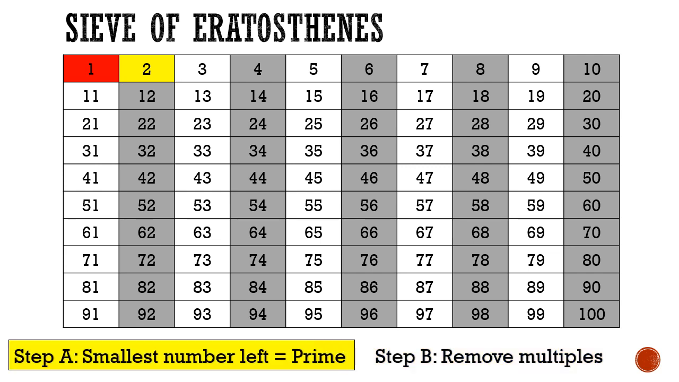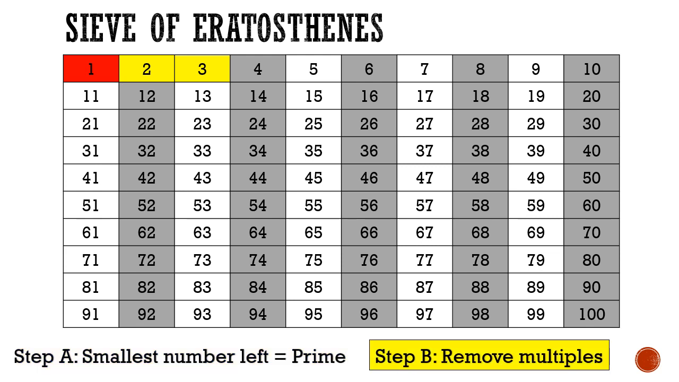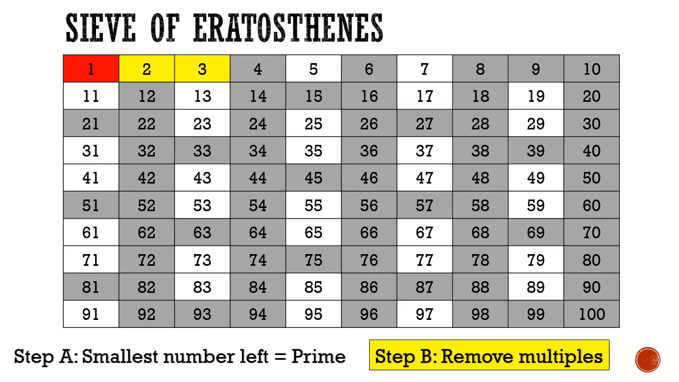With step B completed, we go back to step A. I color in yellow the smallest number that is left, and that is the number 3. So 3 is a prime number. Then we swing to step B. We're going to remove all the multiples of 3 and gray them out. There we go. All the multiples of 3 have been removed.